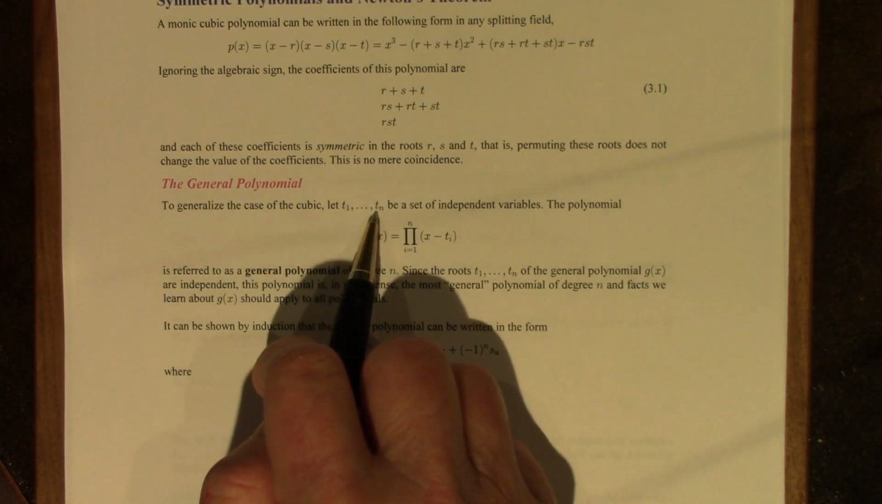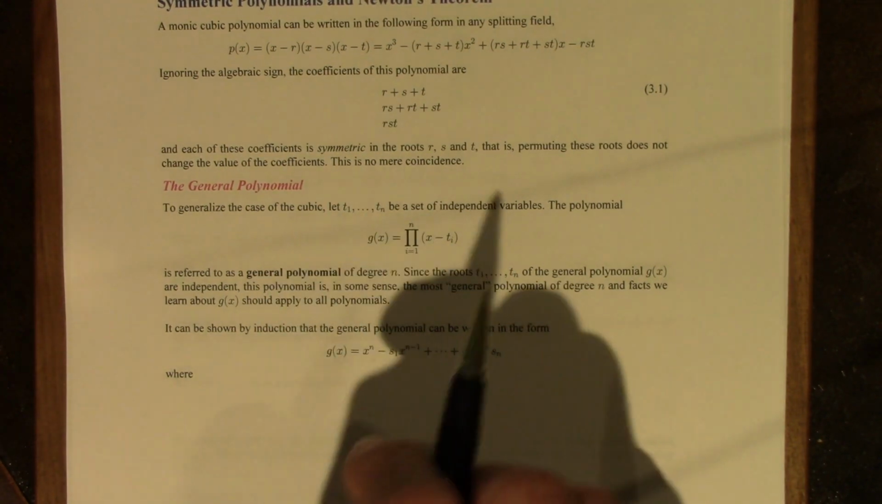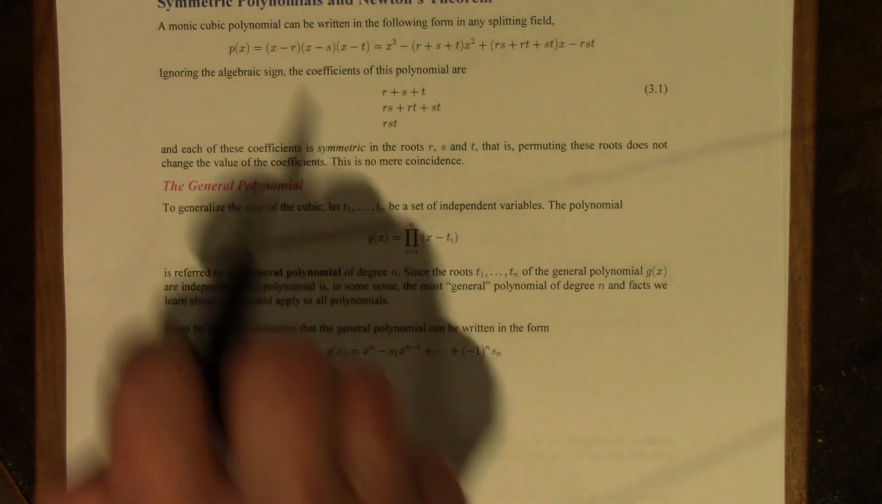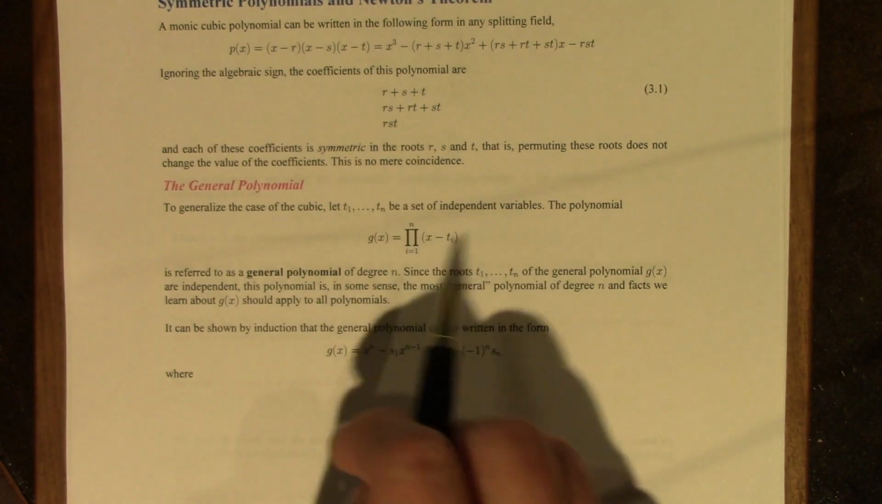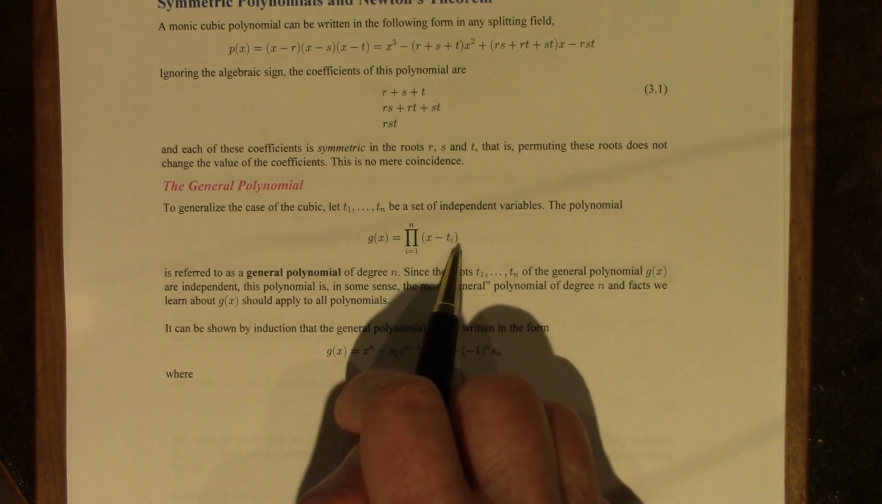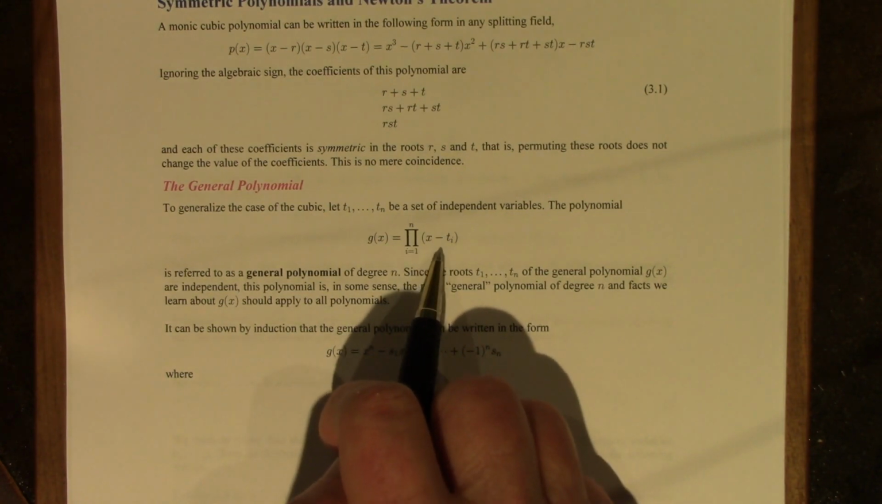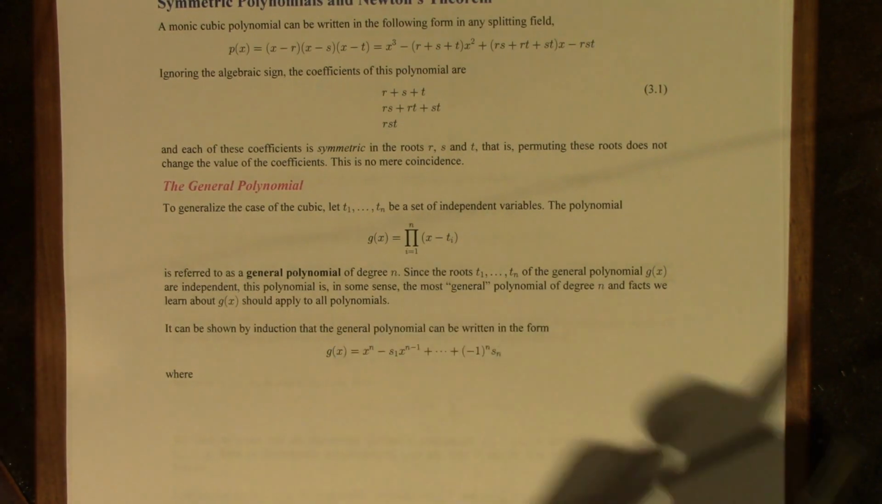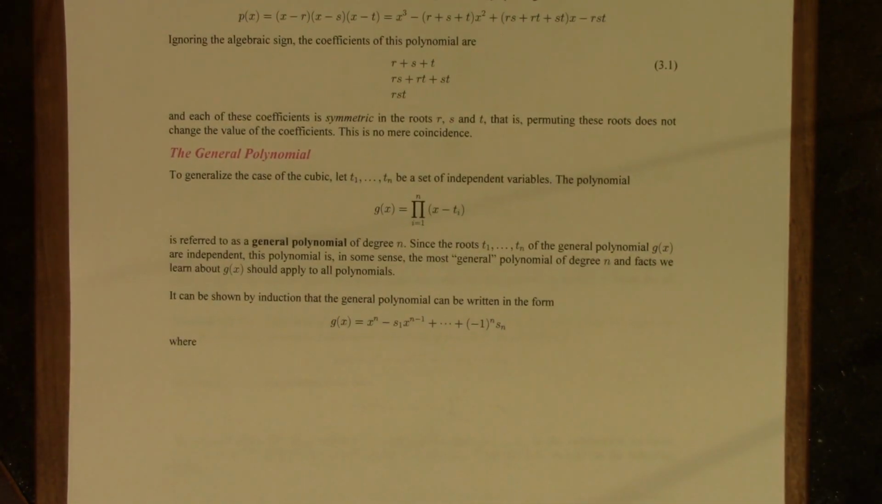And to look at the more general case, let T1 through Tn be a set of independent variables. This polynomial, the generalization of this cubic, is the product of the linear factors x minus ti. This is called a general polynomial of degree n. And because the roots of this polynomial, t1 through tn, are algebraically independent, this is in some sense the most general polynomial of degree n, and facts that we learn about this polynomial should apply to all polynomials.